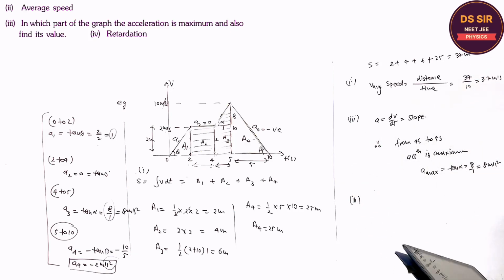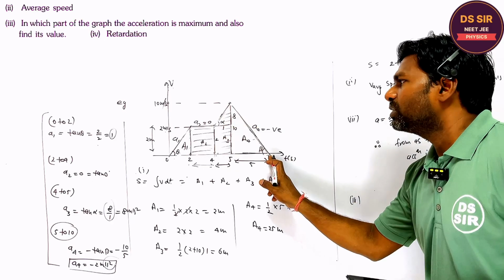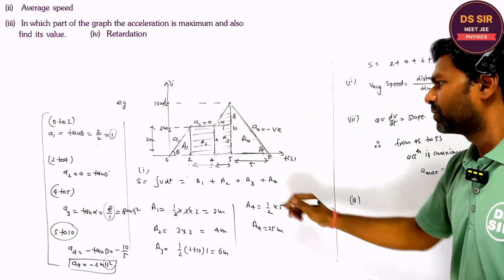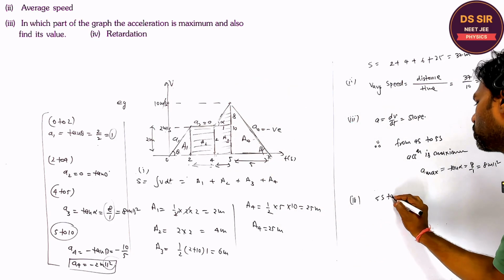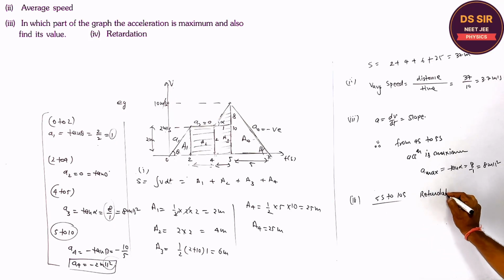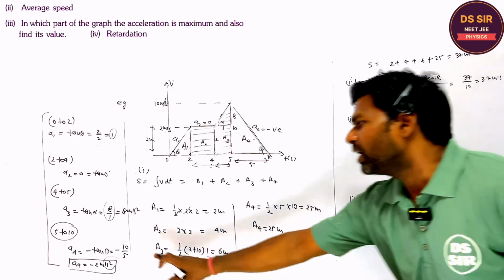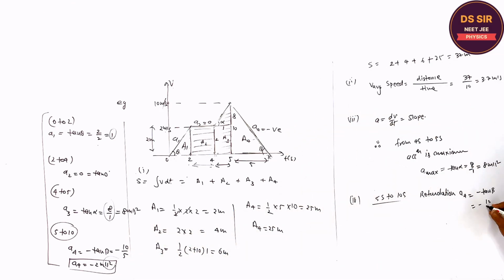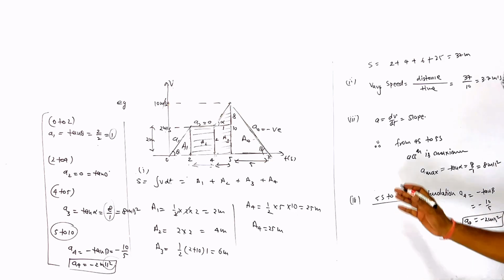Fourth part, retardation. For this portion, the velocity is decreasing. 5 second to 10 second, retardation. What is the retardation? The A4. We have found it is minus tan beta, and tan beta is nothing but 10 upon 5, right? And this is minus 2 meter per second square. This is the answer, right? Copy this.